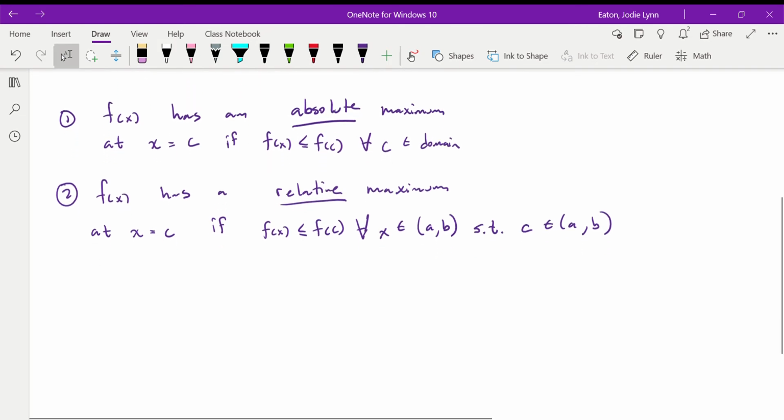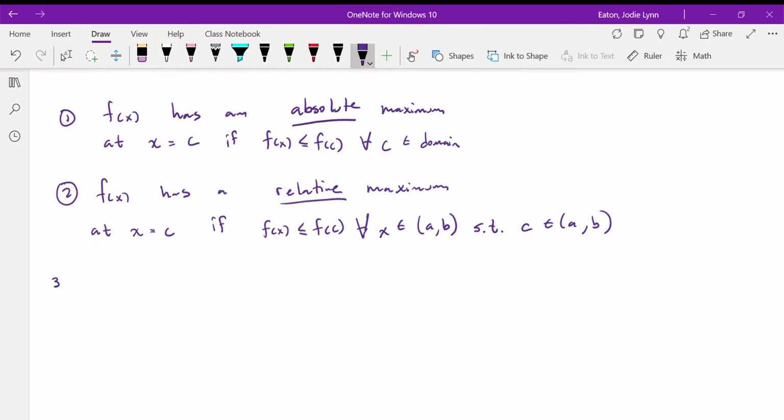Our definitions for our minimums are basically the same. There's only one thing changed, which is that f of x has to be greater than or equal to. So this says f of c is the biggest for a maximum. For a minimum, it's the same definitions, except f of c is the smallest point, either for the whole function or in that little area in an open interval right around the point you're looking at.